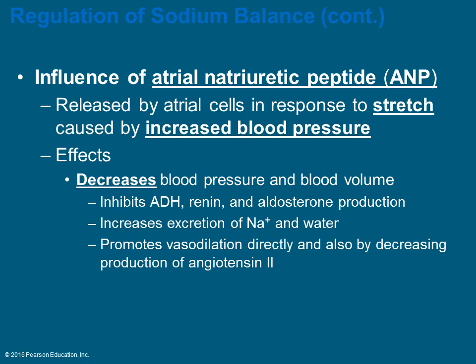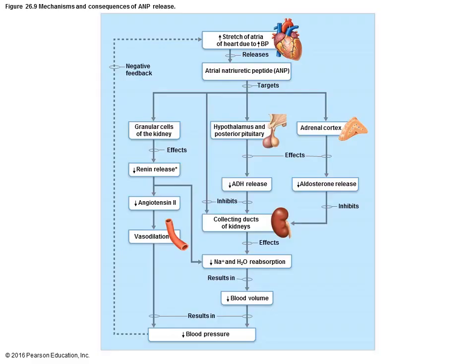How are you going to decrease blood volume? Well, one thing it can do is inhibit ADH, inhibit renin, inhibit aldosterone. All of this is going to mean, if you remember, if you're inhibiting those, that means you are not going to be reabsorbing the sodium and water, so you're excreting it and losing that blood volume that way. And this shows the various consequences of that.